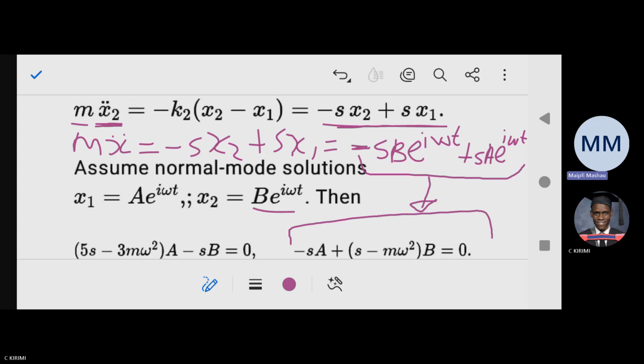I think you differentiate twice. Which one did you differentiate twice? The negative S B E to the power I omega T and then plus S A E to the power I omega T. I think you differentiate it. I'm not sure, but something was done.